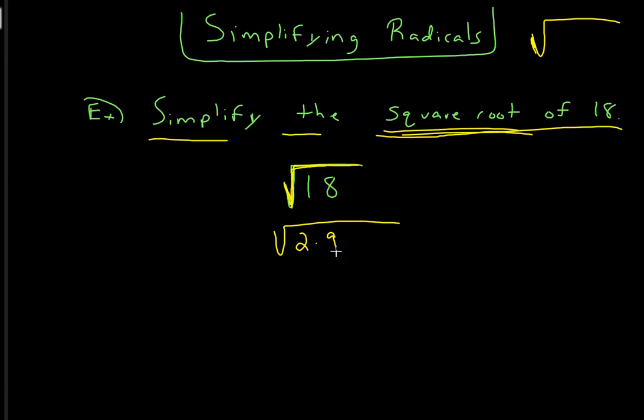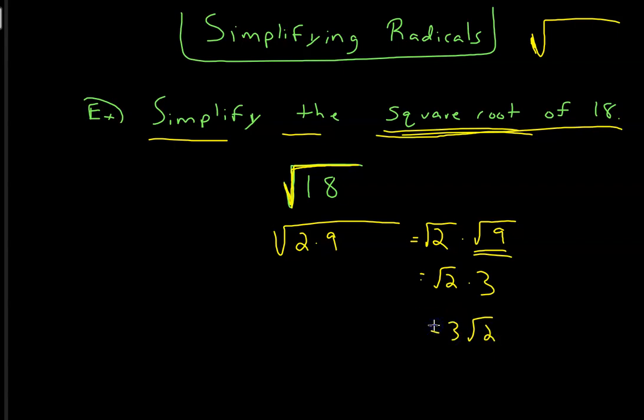And then from there, what you're looking for are perfect squares. Like 9 is a perfect square. So technically, I can square root the 9. You could call this the square root of 2 times the square root of 9, because each one is being square rooted. Square root of 9 is 3. So this becomes the square root of 2 times 3. So the final answer is 3 square root of 2.